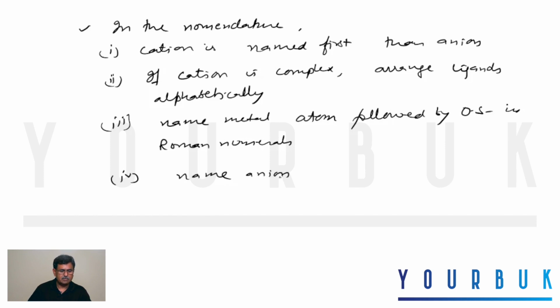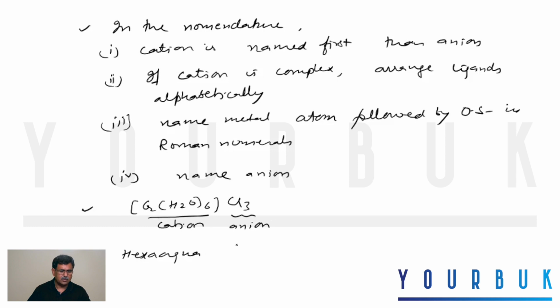Now we take some examples. This is the first example: [Cr(H2O)6]Cl3. In this case the cation is complex and this is a simple anion. So its name is hexaaqua, there are 6 water molecules, then chromium(III), and then we write the name of the anion, chloride.